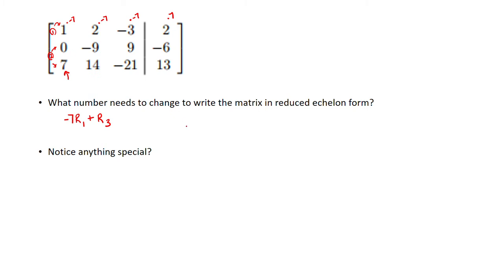So the first one, here's what our matrix looks like. Our first row doesn't change, we're just multiplying it. Our second row doesn't change.